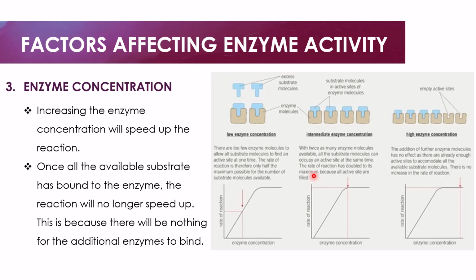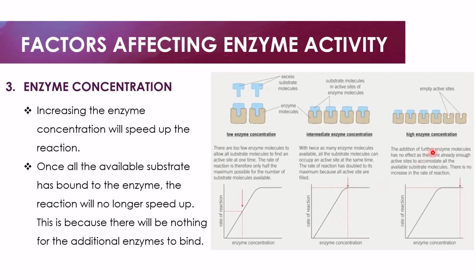So at intermediate enzyme concentration, what we have to note is that we have equal enzyme molecules and substrate molecules. And as this happens, all the active sites of the enzymes will be filled with the substrate molecules at one time to double the rate of reaction to its maximum. So as you can see from this graph, the rate of reaction has doubled from here to its maximum rate of reaction as seen in this graph.